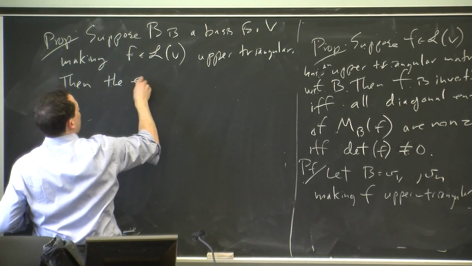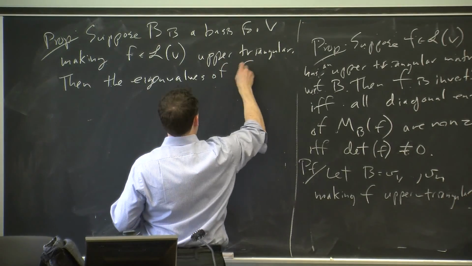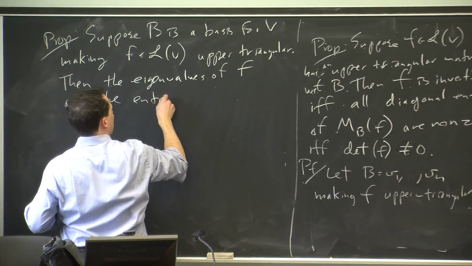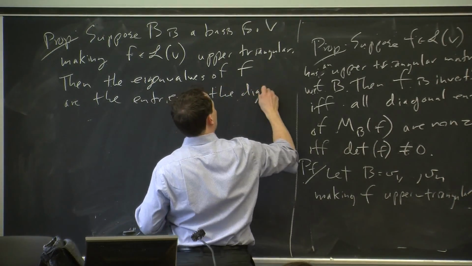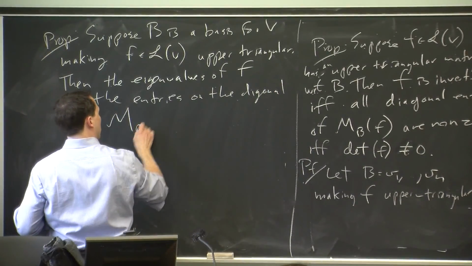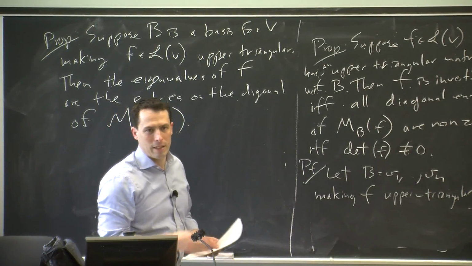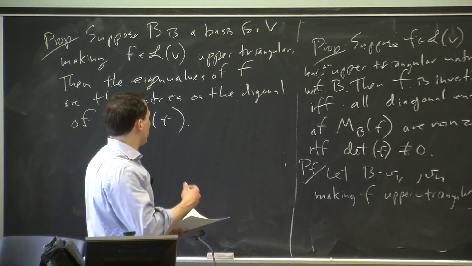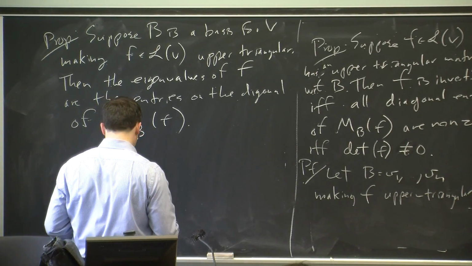Then the eigenvalues of f are the entries on the diagonal of the matrix with respect to the basis B of f. That means that the trace is the sum of these eigenvalues, counted sometimes repeatedly, and the determinant is the product of the eigenvalues, counted repeatedly. Some of them happen more than once.